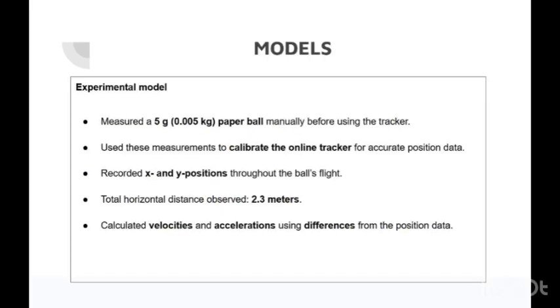For the experimental portion, we used a small paper ball with a mass of 5 grams. Its motion was tracked using an online video tracker which recorded horizontal and vertical positions at discrete time intervals. The system was calibrated using a known distance to ensure accurate scaling, with the x-axis representing horizontal distance and the y-axis vertical height. From the recorded positions, velocities were calculated as the change in position over time and accelerations as the change in velocity over time. So this provided a detailed representation of the projectile's real motion, which naturally included the effects of air resistance.